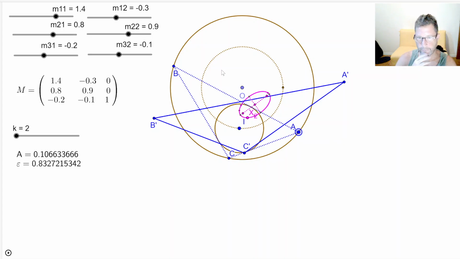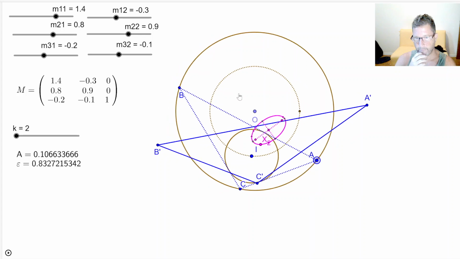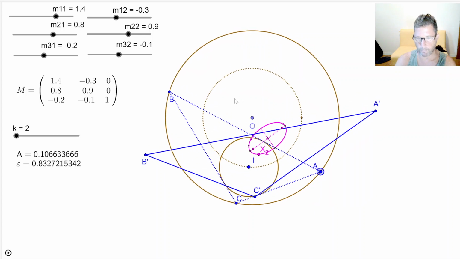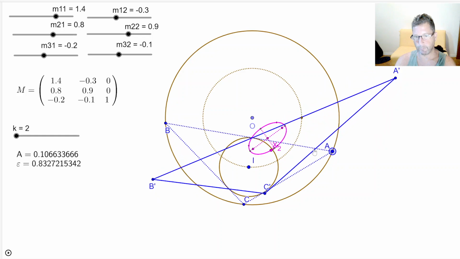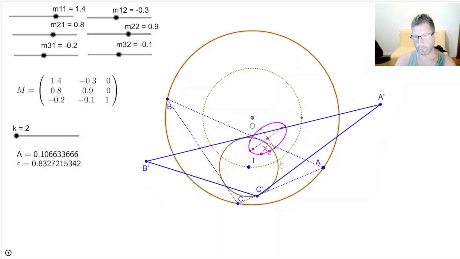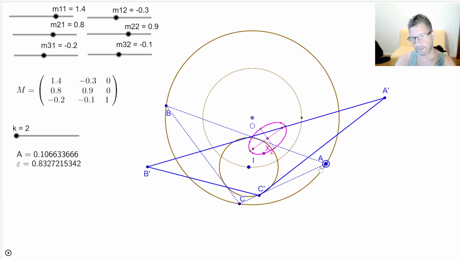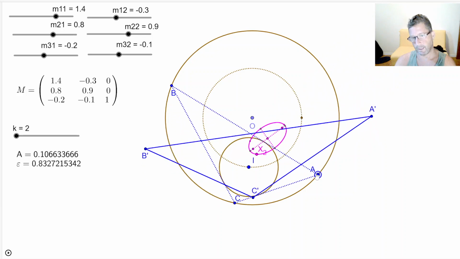So now I'm considering a full projectivity without translation. Let me explain what the components of the simulation are. I have an ABC family, which is inscribed between two circles, this outer circle and this inner circle. So this is a Poncelet porism of ABC triangles, right?